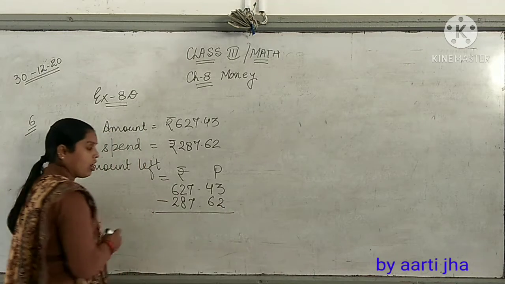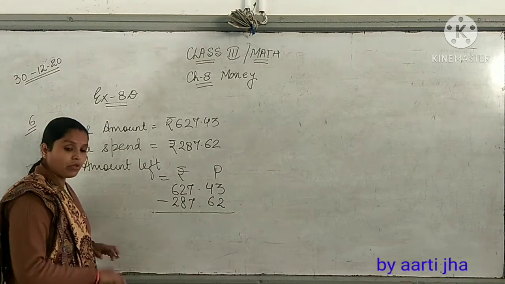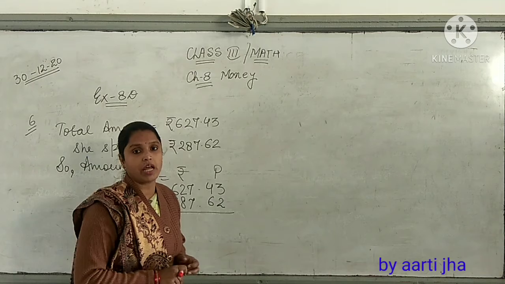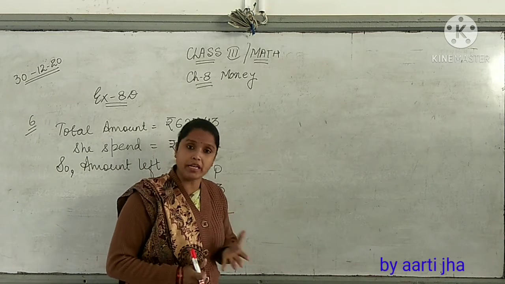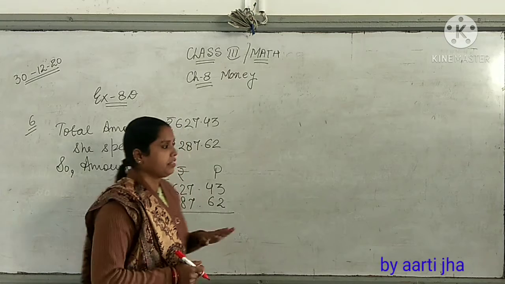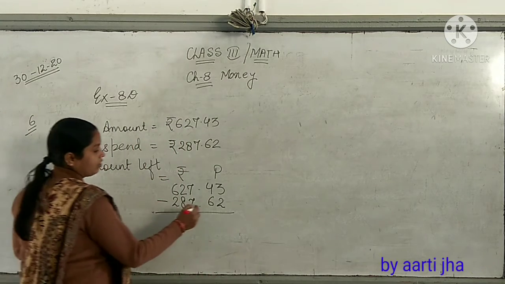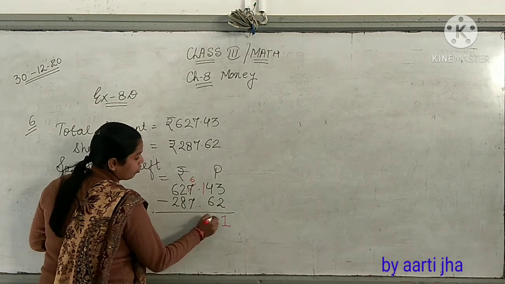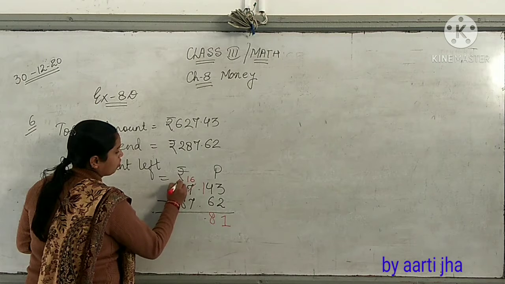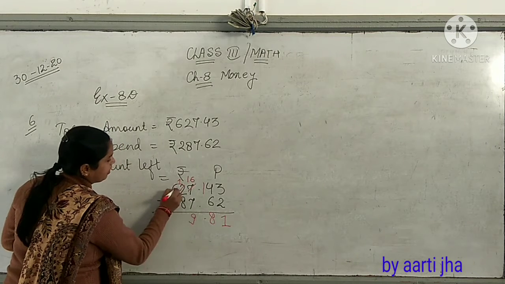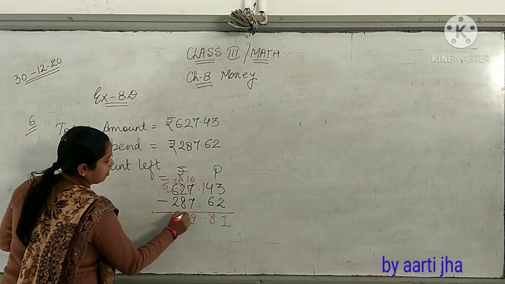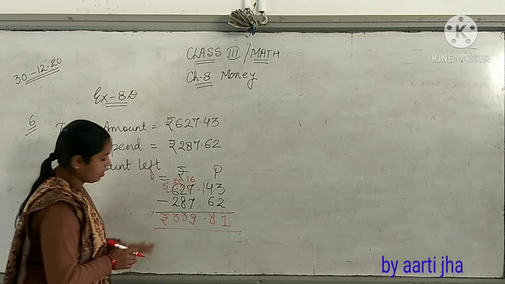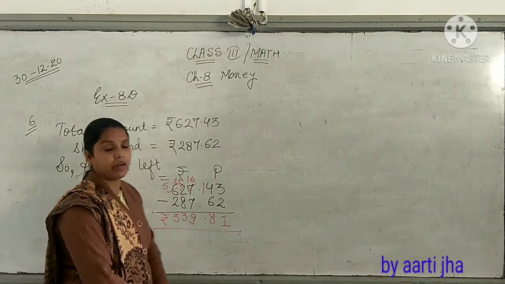subtraction sign. Now we will do the subtraction. Why am I doing subtraction? Because we have to find out the left out amount, and when we have to find the remaining portion, there we do subtraction. Here I have 1, 14, this gives the borrow, then again I took the borrow from 1, here I am having 9, this gives borrow again, 3. So the amount left with Nina is rupees 339.81 paise.